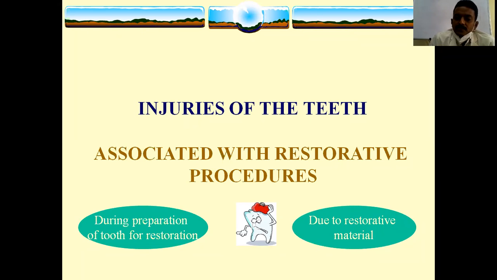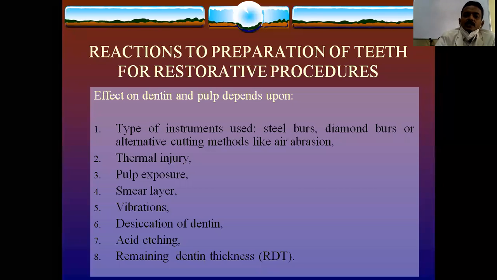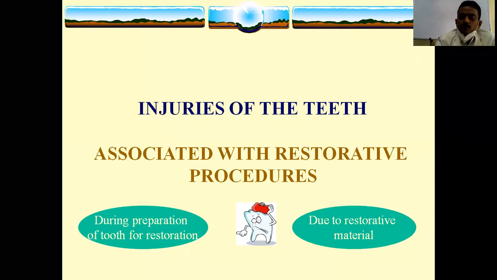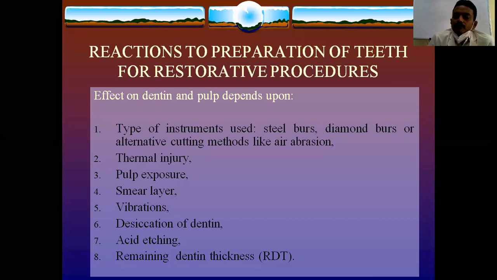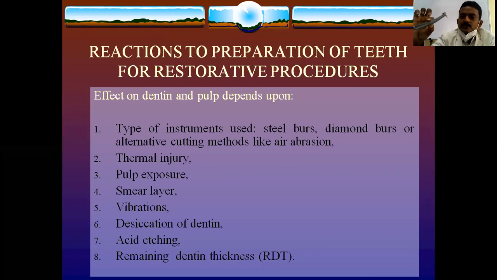First one is during the preparation of the tooth for restoration. Second one is due to restorative material. See, during preparation of the tooth for restoration, the type of instruments used means the burr which we use, which is either a steel burr, diamond burr, or alternative cutting materials like air abrasion. This is called an aerator, where we use this instrument for removing the debris and cleaning the tooth cavity and preparation of the tooth cavity. The tip of the instrument is called a burr. This may be either steel burrs or diamond burrs.